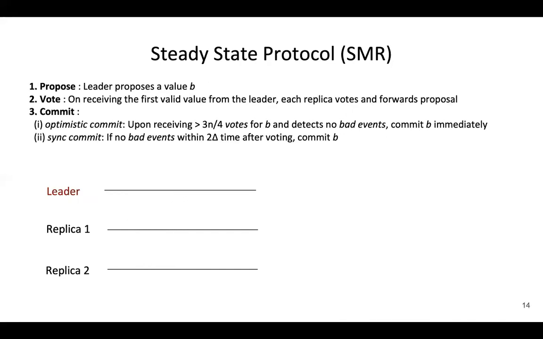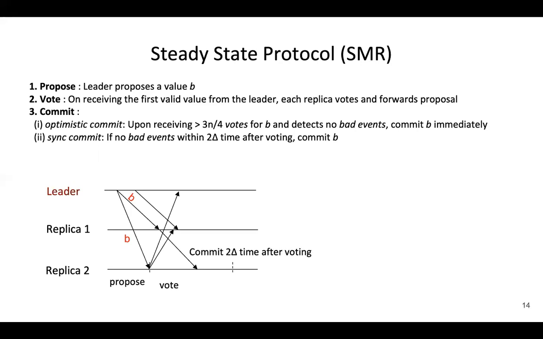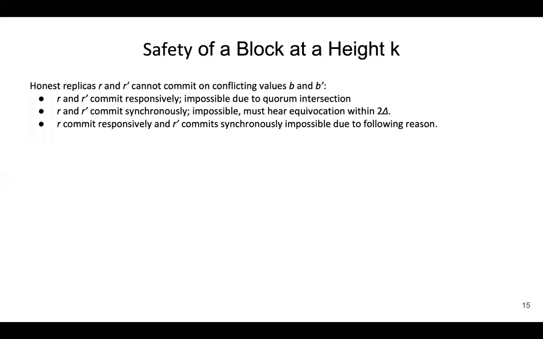Similarly, the synchronous rule is triggered if a replica votes for a value and sees no equivocation within 2 delta time after it votes. And we ensure that if a replica waits 2 delta time, it receives at least f+1 votes, and this f+1 votes is called a synchronous certificate. So let us take a look at why these commit rules are safe. Two honest replicas R and R prime can never commit on conflicting values B and B prime using either of the commit rules.